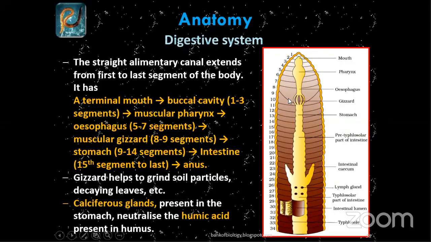So digestion, you should remember the exact location of structures here. The mouth is in the first segment, buccal cavity first to third segment, muscular pharynx, esophagus from 5th to 7th segment, muscular gizzard from 8th to 9th segment, stomach 9th to 14th segment, intestine from 15th to the last segment, and then last is the anus. The gizzard helps to grind the soil particles. Then the calciferous gland present in the stomach neutralizes the humic acid in the humus.